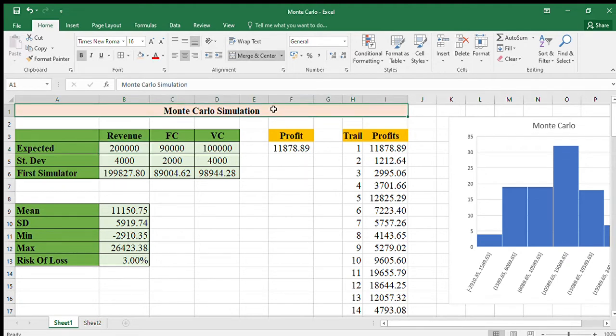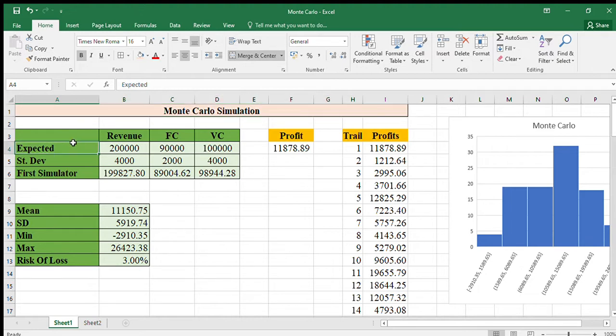As you can see over here, I've already taken an example. It's a very fairly simple example. What we are going to predict today is, on the same revenue, same fixed cost and same variable cost, if we keep on going, what will be the risk of loss to our business? Monte Carlo simulation basically helps to predict the risk of profit or the risk of loss in any business. So let us begin with an example.